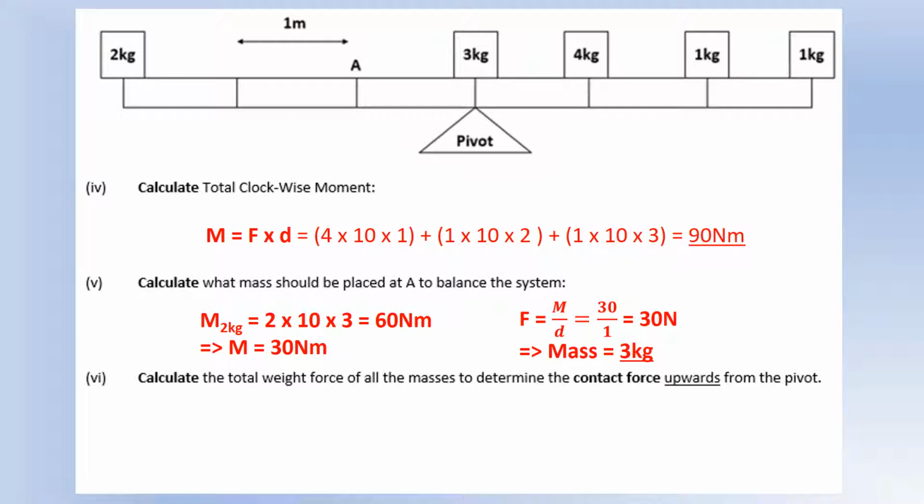And then to finish off, just like we did before, we want to know what the contact force upwards must be. And that's what we've calculated here. I've turned all the masses into weight forces by multiplying them by 10. Then we're just going to add them all together, and it gives us 140 newtons once we add them together.